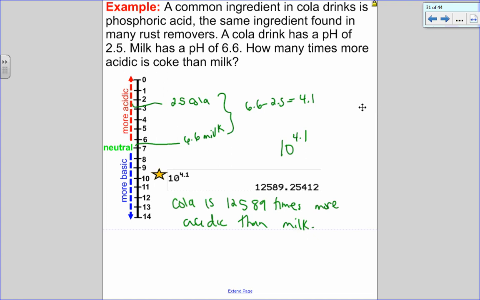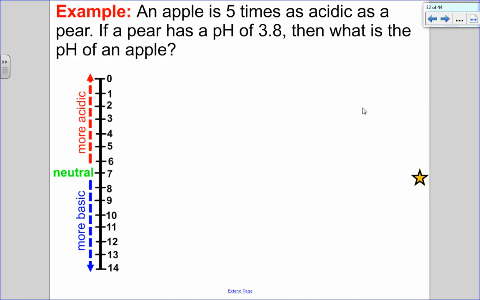Okay, let's try another one where we're going to solve for the pH. So we have an apple that is 5 times more acidic than a pear. If a pear measures 3.8 pH, so this is my pear, what is the pH of the apple? So this time I'm given my intensity factor, which is 5 times. So I know every change in the pH scale is a factor of 10.